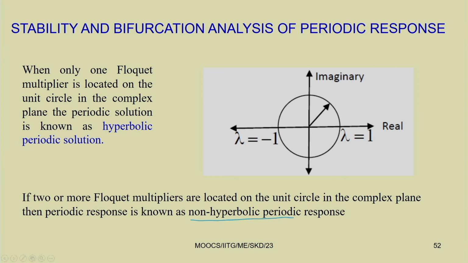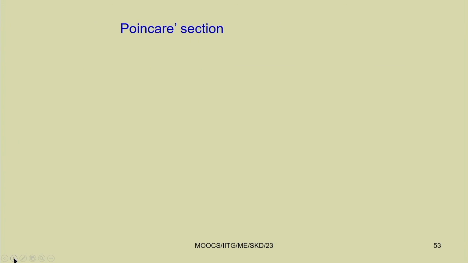Before going further, we should know how to construct the Poincare section. So, what is the Poincare section? How can we section and reduce the dimension of the system? For example, let us have this x versus t curve, that is the response, and we have a sine curve.